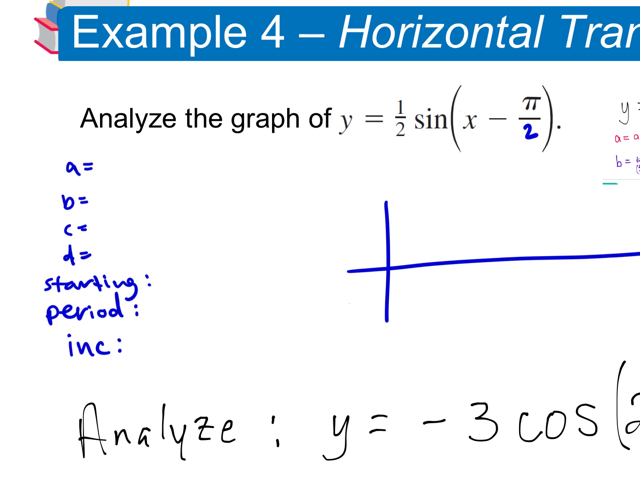What's our A? 1/2, that's our amplitude. So that's how far we're going to go up and down. So we're going to go up to 1/2, down to -1/2. What's our B? What's getting multiplied in front of the x? 1. What's our C? Pi over 2, perfect. Since it's a minus pi over 2, remember we changed the sign for the C, so it would be positive pi over 2. And then what's D? What's getting added on the outside? 0. Nothing's getting added on the outside, so D would be 0.